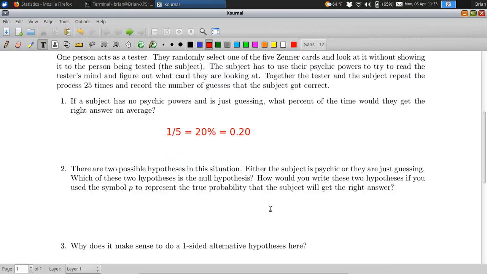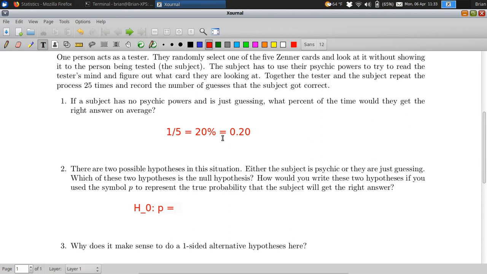Okay, the next question is: there are 2 possible hypotheses in this situation. Either the subject really is psychic or they're just guessing. Which of the 2 hypotheses is the null hypothesis? So let me write down what null hypotheses look like when you're testing about proportions. The null hypothesis, H0, is always going to be that the true proportion P, that's the symbol you use, is no different than, is equal to a certain number. And we need a number here, and one number is that the results are just chance. No different than chance makes a good null hypothesis. We use that a lot.